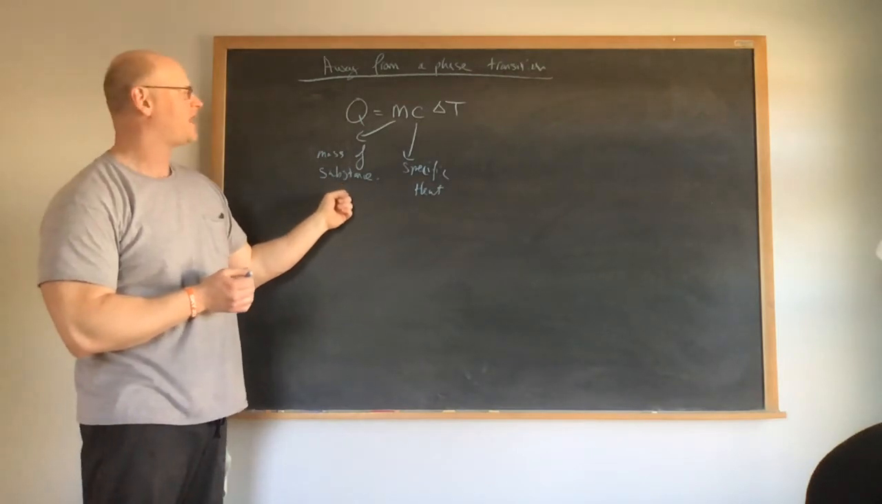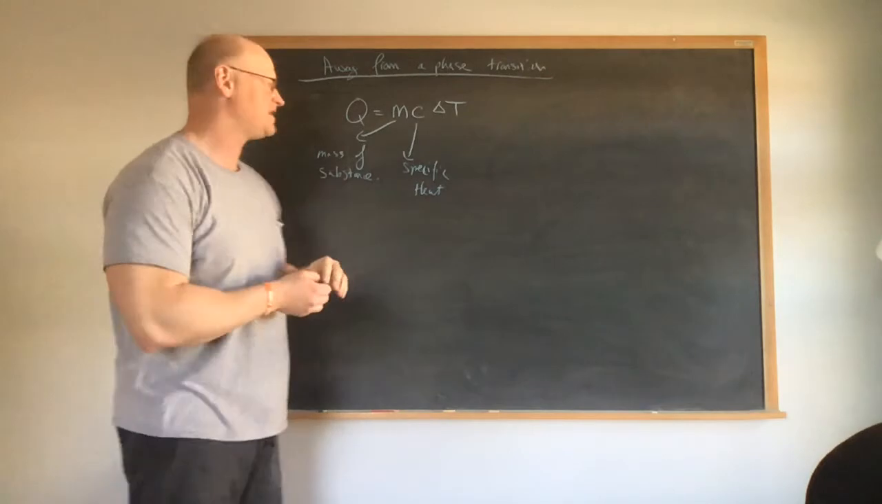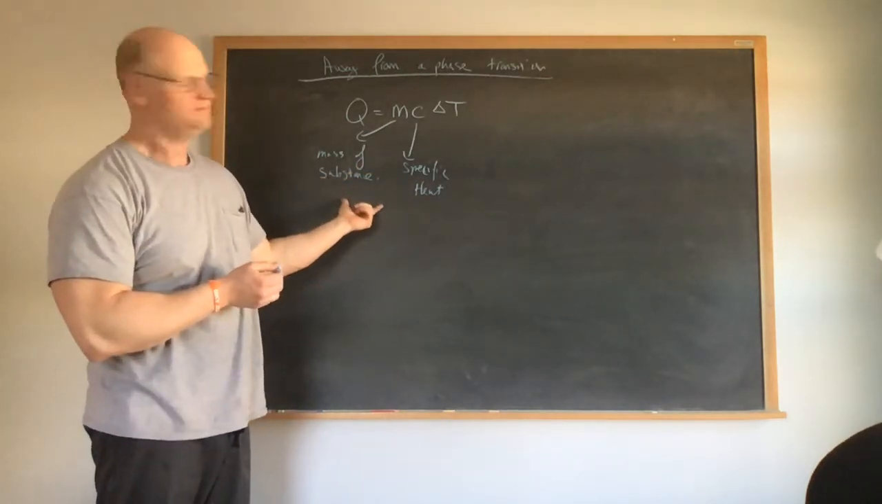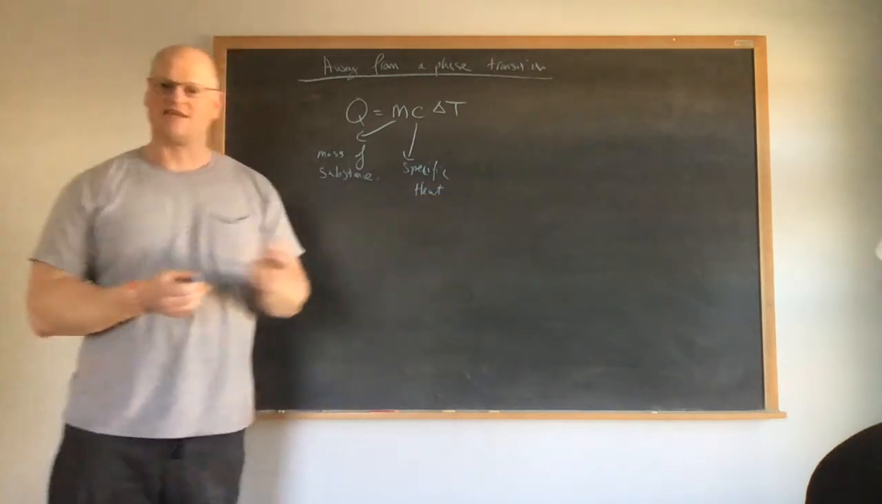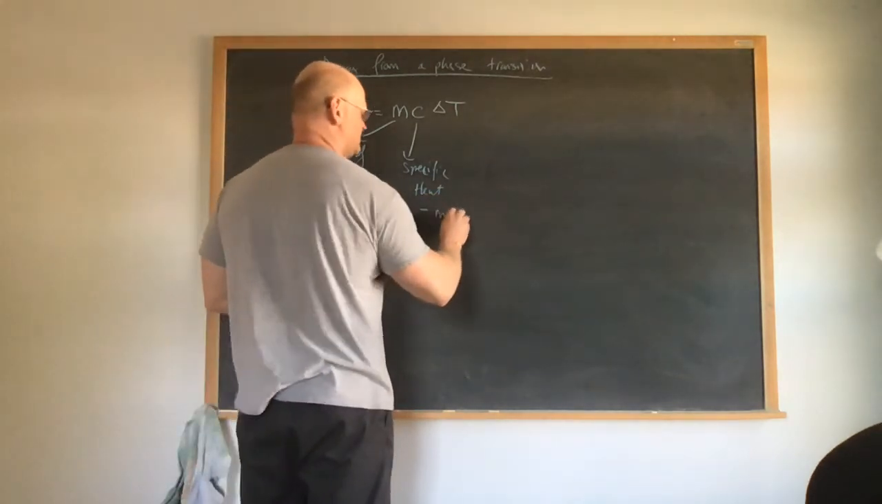So for example, if I'm increasing the temperature of ice from minus 10 degrees Celsius to minus 5 degrees Celsius, then this is simply the mass of the ice. Specific heat is a property, a material dependent property. This is material dependent.